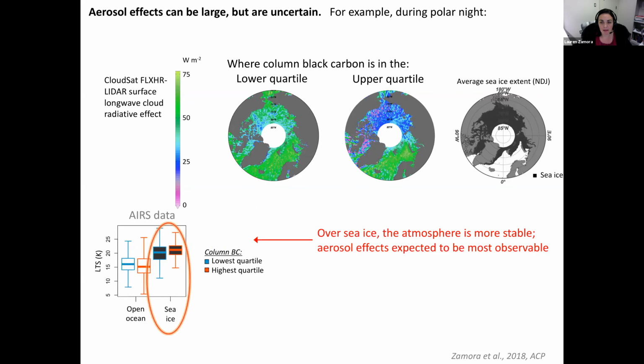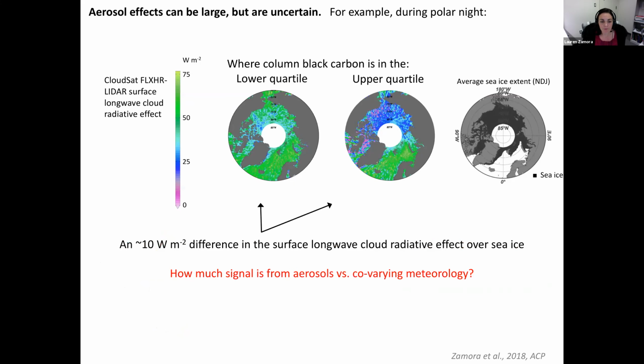If this were caused by aerosols, we'd expect it to be seen over sea ice, or at least more prominently over sea ice, because that's where the atmosphere is more stable. For example, shown on the bottom left is lower tropospheric stability over open ocean and sea ice. It's higher there. But we also know that meteorology co-varies with aerosols. I don't have time to show it here, but in particular, relative humidity varies with aerosols. So the question is, how much of the signal is from aerosols and how much is from co-varying meteorology?